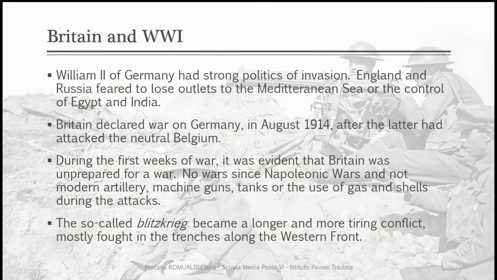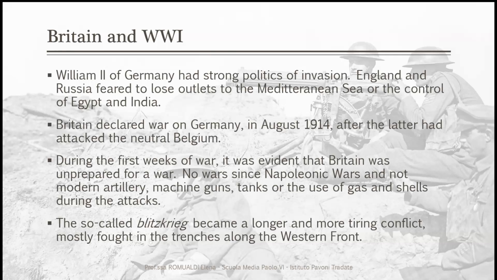After the first weeks of war, it was kind of evident that Britain was unprepared for war. Germany had a strong army, had all the means to fight a war, while Britain was not prepared. Britain was weaker, we can say, because it had no wars after the Napoleonic Wars, so we're talking about 19th century, and they had no modern artillery, machine guns, tanks, or gas and shells. They were not prepared. They had no idea how to deal with this problem.